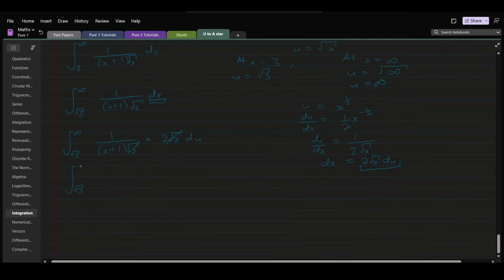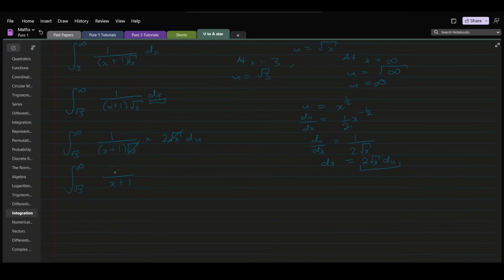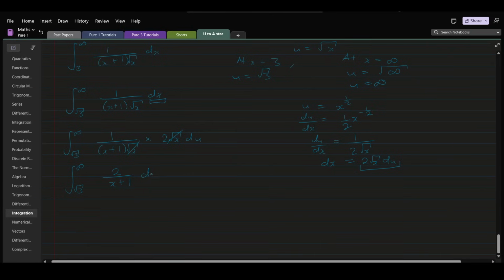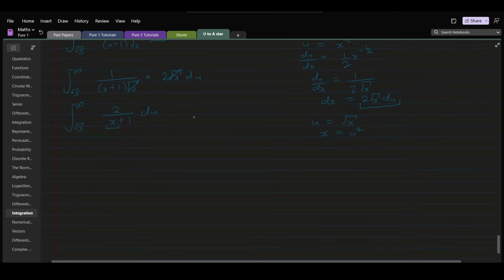So this simplifies to our integral from root 3 to infinity, and that is 1 over x plus 1, or multiplying by 2, so let's make our numerator 2. So this is 2, and this is with respect to u. So the last thing that we have to substitute is this x over here. So our substitution is u is equal to root x. We can make x the subject of the formula by squaring both sides to get x is equal to u squared.